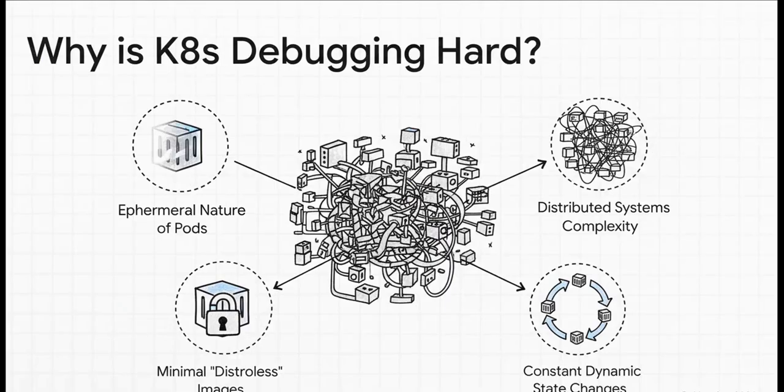So what makes it so tough? Well, it's really a perfect storm of things. Your pods can literally vanish the second they crash, taking all the evidence right along with them. Your app isn't just one thing, it's a distributed system, so the problem could be, well, anywhere. And we're all using these super minimal distroless images for security, which is great, except they don't even have a shell to poke around in. You're just drowning in data, everything's always changing, and that is exactly why we need specialized tools.